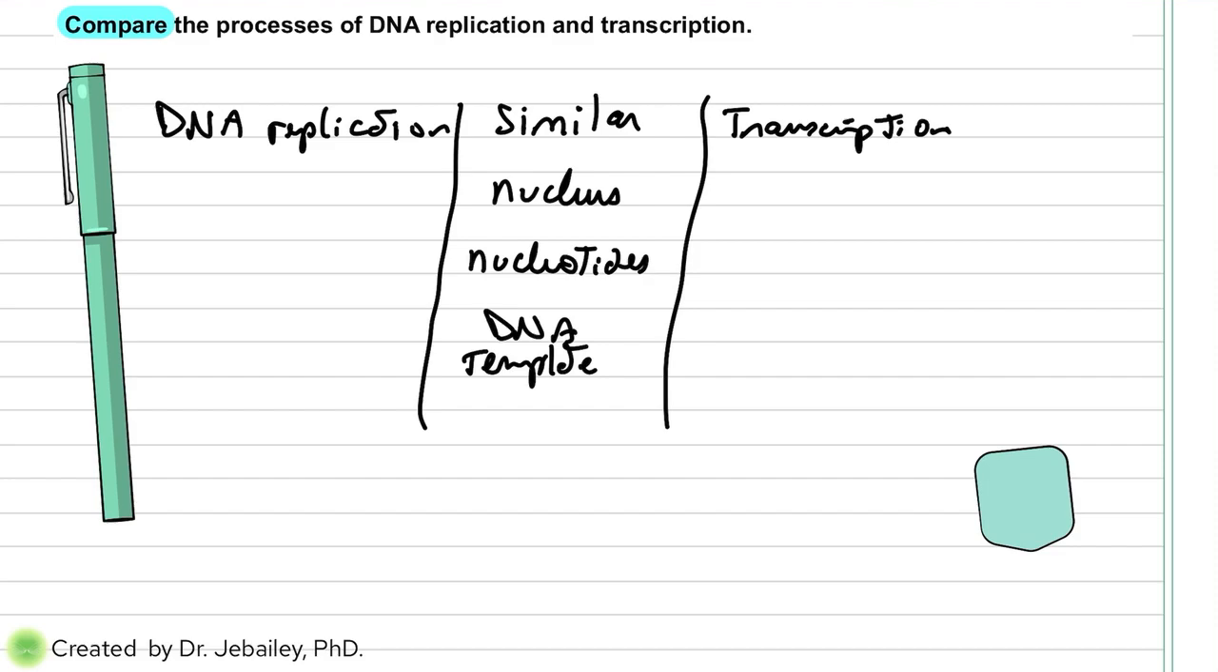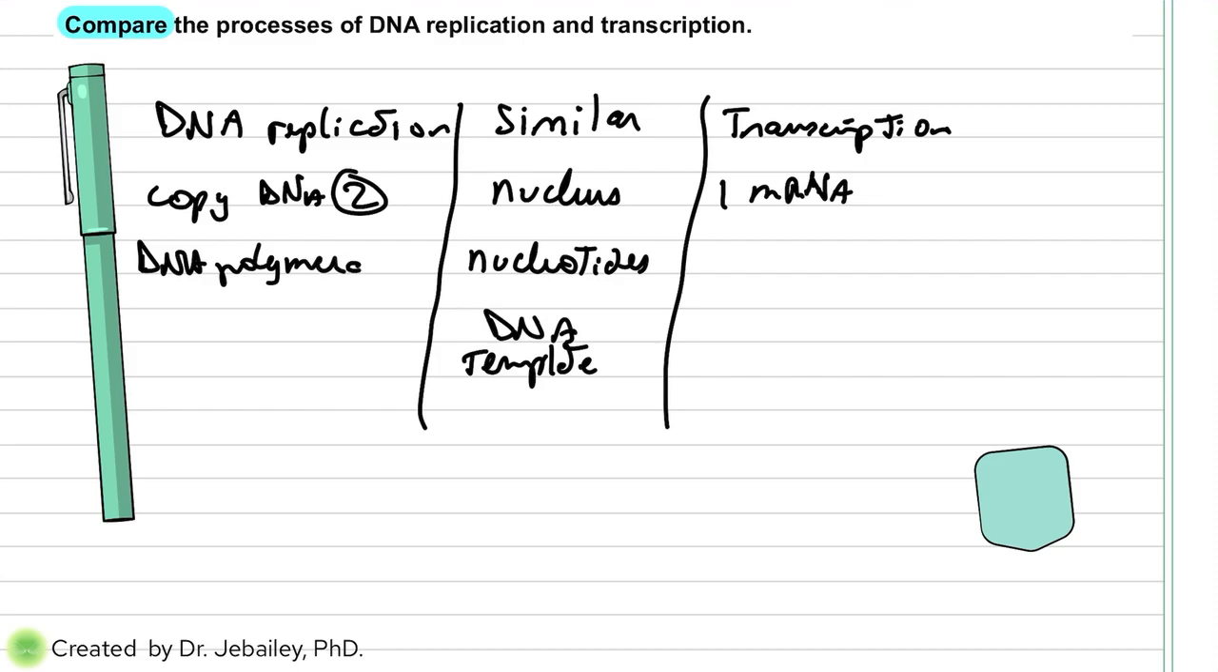Now, DNA replication is actually making a copy of the DNA, right? So you're making 2 copies of DNA, and in transcription, you're making 1 mRNA messenger. In DNA replication, you're using different types of enzymes. In this case, we will say that we're using DNA polymerase. We can say the 3 or the 1. We can also talk about the other enzymes such as gyrase and the helicase, and we can list them all here. In transcription, we're using the RNA polymerase.